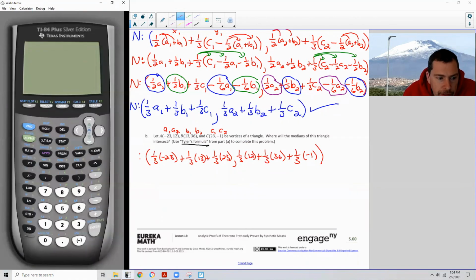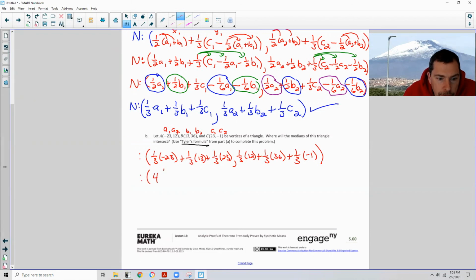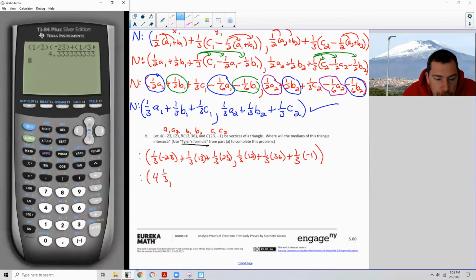Okay, so I'm going to use a calculator for this. All right, so we're going to do 1/3 times negative 23. I'm just going to do it all at once because we're going to get weird decimals. Plus 1/3 times 13, plus 1/3 times 23 again, this time positive. And that gives me 4 1/3, comma, and then we're going to do the same for the b's.